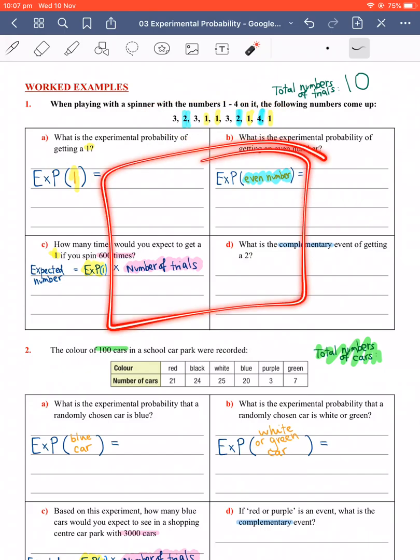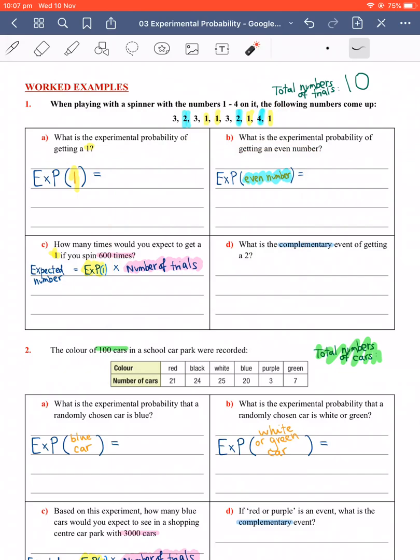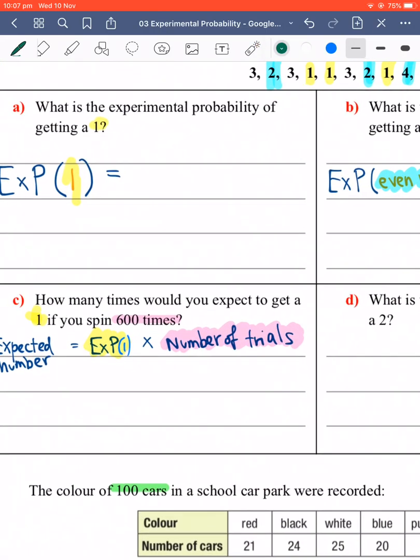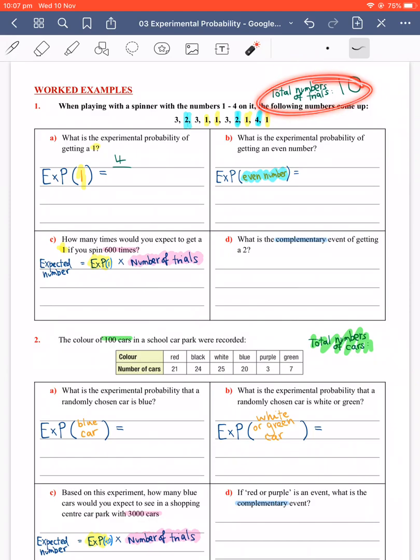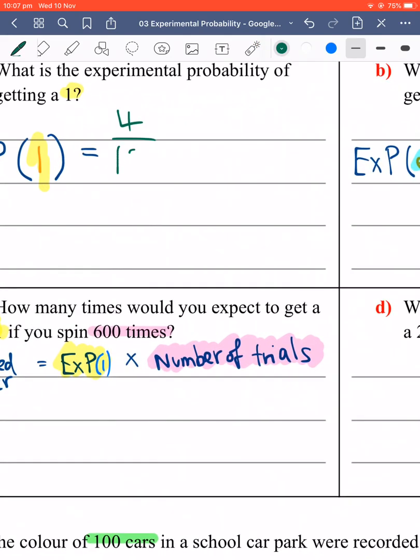We have some questions that are to do with this particular data set and also to do with complementary events. So the first one we've got here, we're figuring out the experimental probability of getting a 1. So how many 1s did we have in this data set? I've highlighted them just ahead of time. A good thing to do, circle, highlight, underline, anything to show where things are is really helpful. So I've got the number 1 4 times here. So the number of times that event has occurred in our experiment is 4. And remember I said our total number of trials was 10. So 4 over 10 would be my answer.